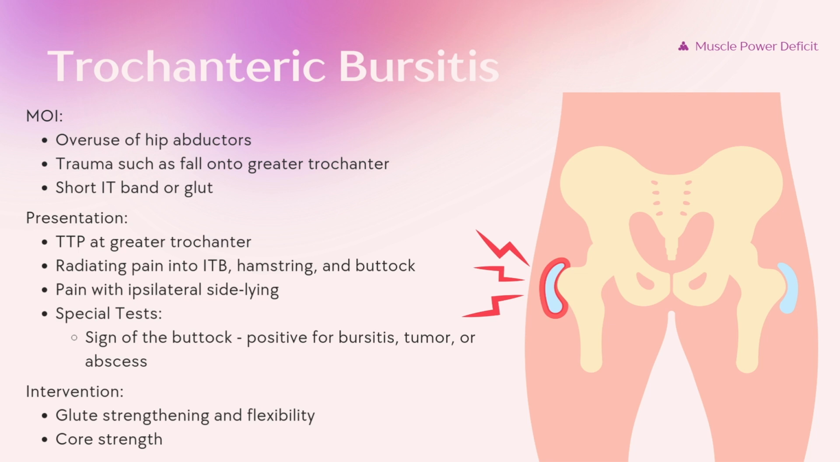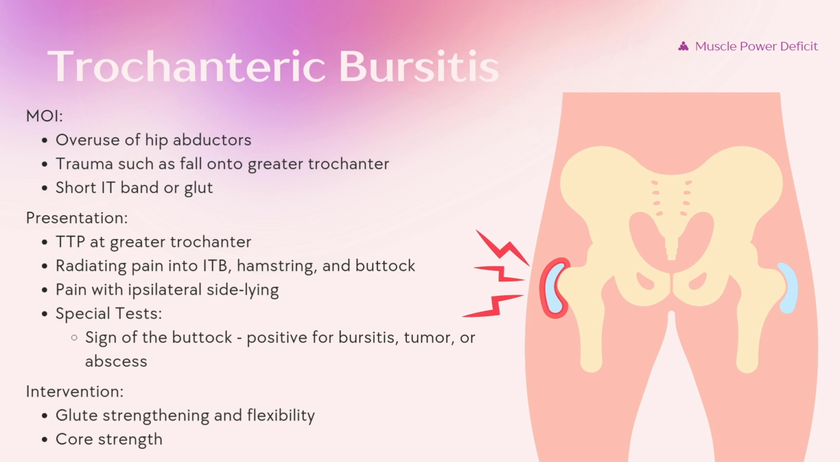Typically, the mechanism of injury is going to be overuse of the hip abductors, trauma such as a fall onto the greater trochanter, or a short IT band or glute. This is more common in females 40 to 60. They're going to have pain at the greater trochanter, radiating pain into the IT band, hamstring and buttock, and pain with ipsilateral side lying, so when they're lying on that side of the greater trochanter.